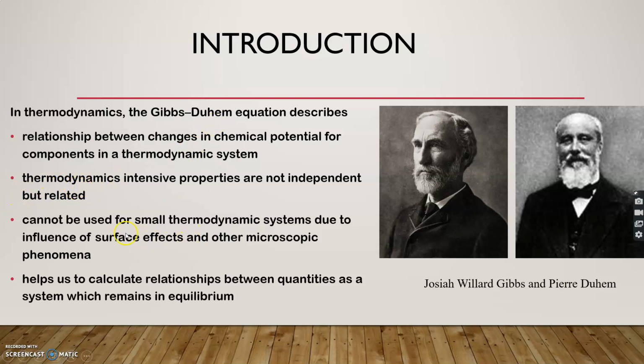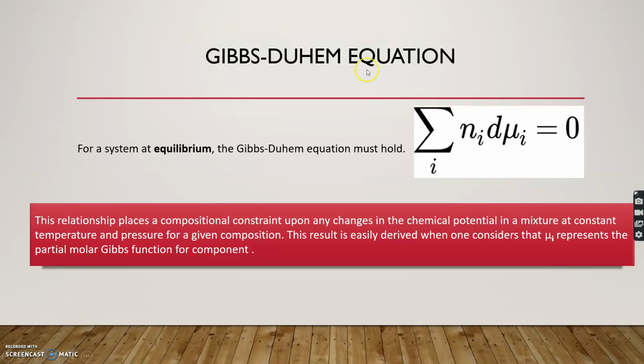The Gibbs-Duhem equation cannot be used for small thermodynamic systems because of the influence of surface effects and other microscopic phenomena. But it helps us to calculate the relationship between quantities in a system which remains in equilibrium. What is the Gibbs-Duhem equation?